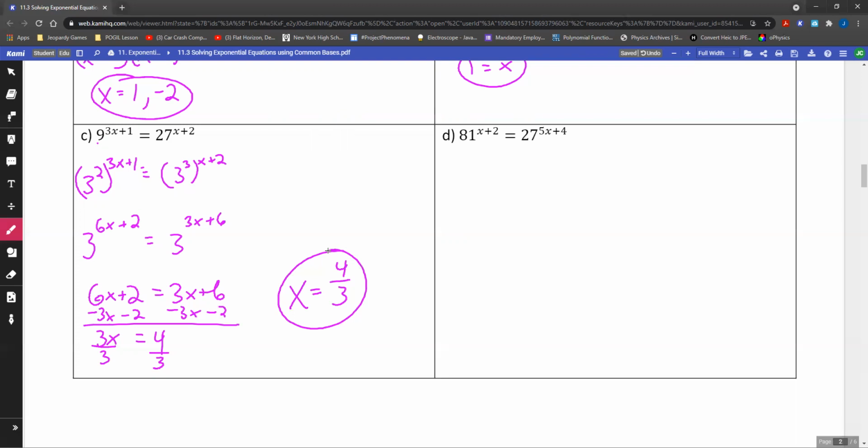For D, similar thing. There's really nothing to relate 81 and 27. So instead, I'm going to do something very similar to C, except instead of writing 81 as 3 squared, I'm actually going to write it as 3 to the 4th.